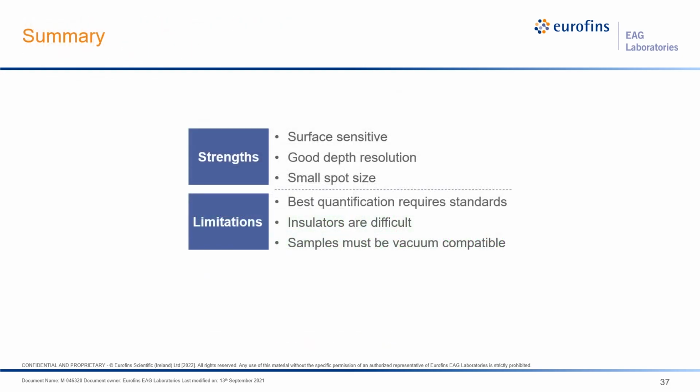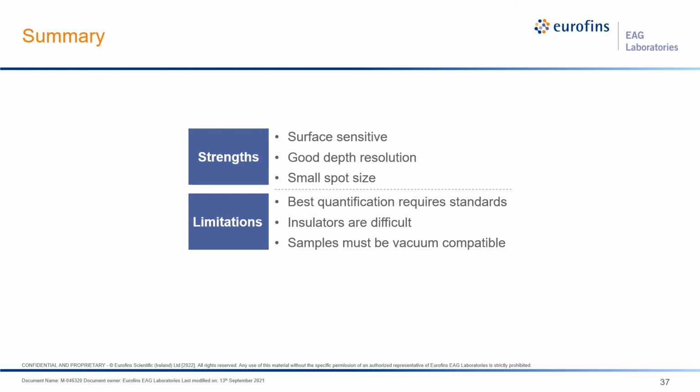So to summarize, what I've tried to show today: Auger is very surface sensitive, enabling us to detect submonolayers of material on the surface. The surface sensitivity also lends itself to good depth resolution, so we can provide depth profiles to determine compositions of thin film stacks down to tens of nanometers thick. And another strength of this technique is its very small spot size, lending us the opportunity to analyze submicron particles and features.